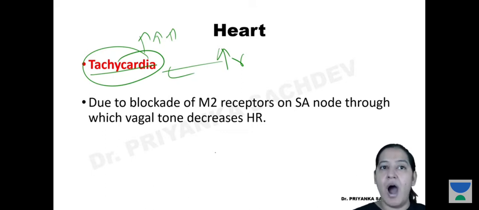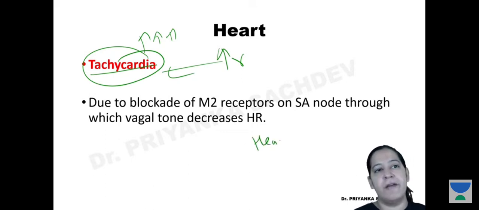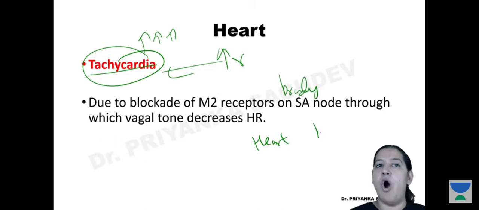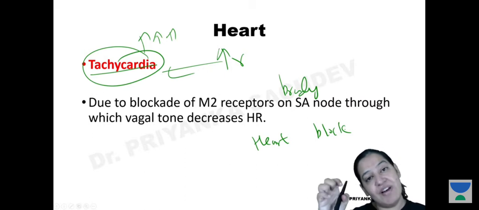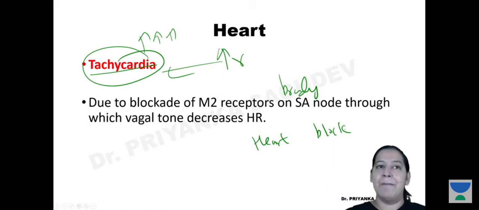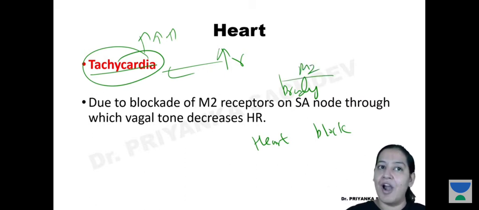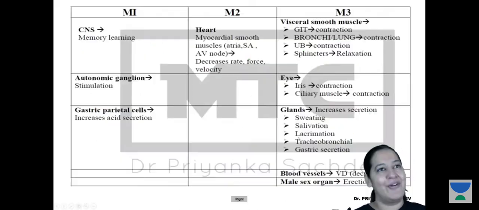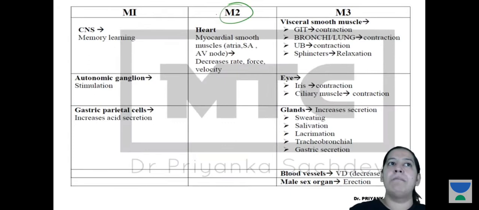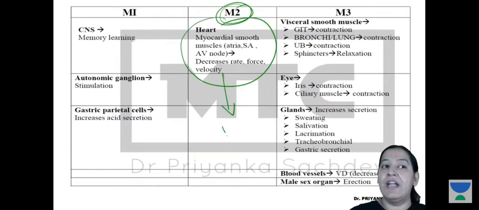So they are useful in heart block. If some patient is having bradycardia or heart block, I will give these drugs to them. So the heart rate will increase, force will increase, conduction will increase. So in MI, in bradycardia, in heart block, these drugs are useful. Again, give me a thumbs up. I tried my best. So that is M2. M2 receptors are blocked over the heart and we have utilized this property in treating bradycardia.